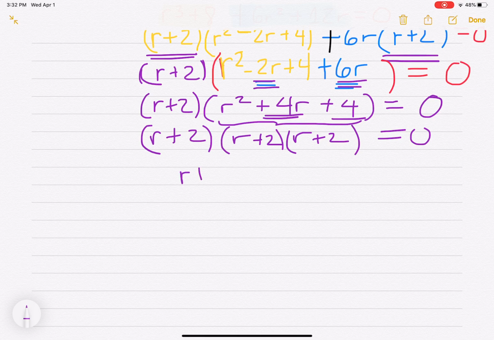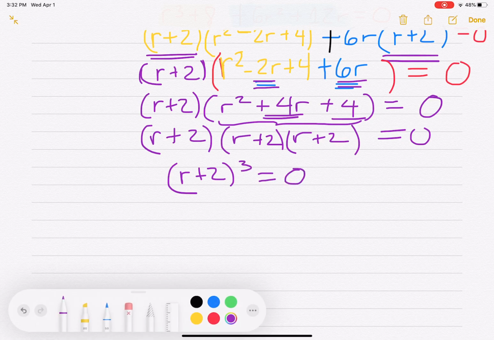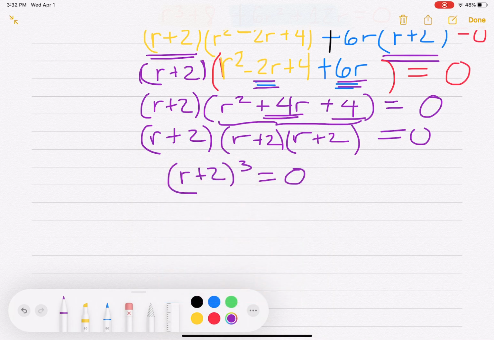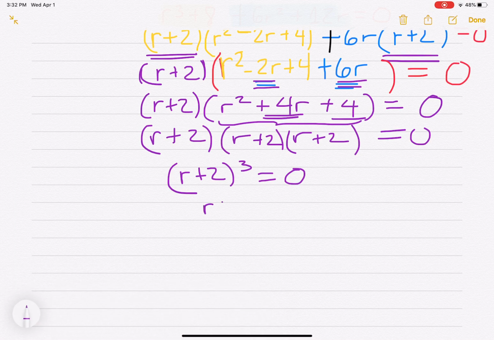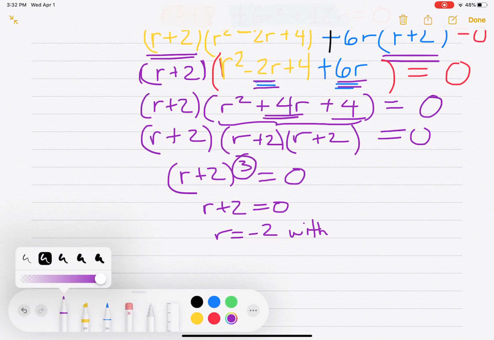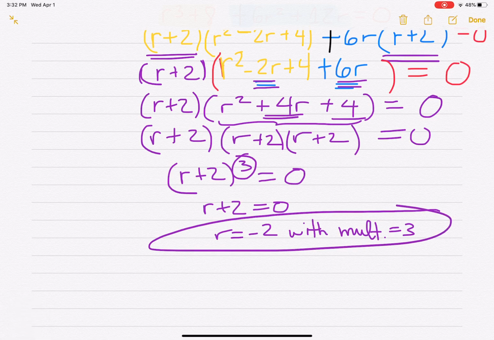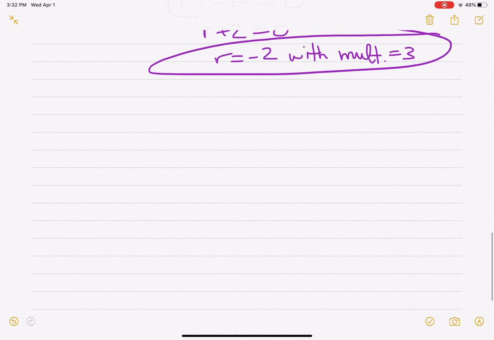In other words, what? r plus 2 to the third power equals 0. So you only have to set one of those equal to 0. That follows from the zero product property. If you have three things multiplied to give you 0, one of them has to be 0. So only r plus 2 has to be equal to 0. So r equals negative 2. And this has multiplicity 3 because it was repeated 3 times, because you have that power of 3 right there. All right, so you have a single root that's repeated, 3 copies of that root, basically.